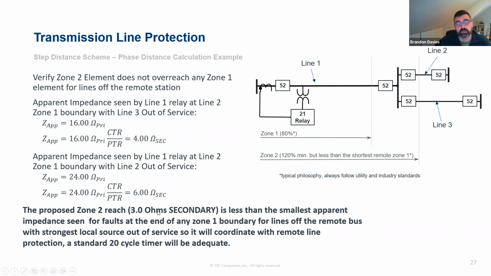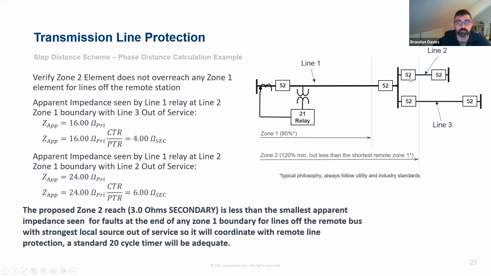Because that calculation now shows that our zone 2 element in this relay is not going to operate for that fault. And we do the same thing for each line off the bus to validate that this zone 2 element is not reaching further than it needs to, or it needs to be slowed down. So that's the way we typically go about it using Aspen.